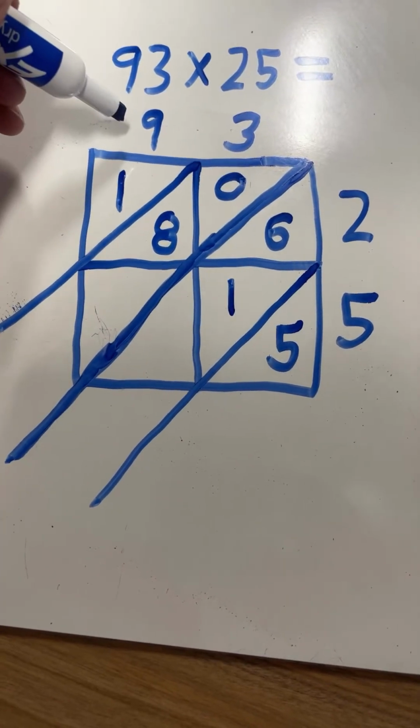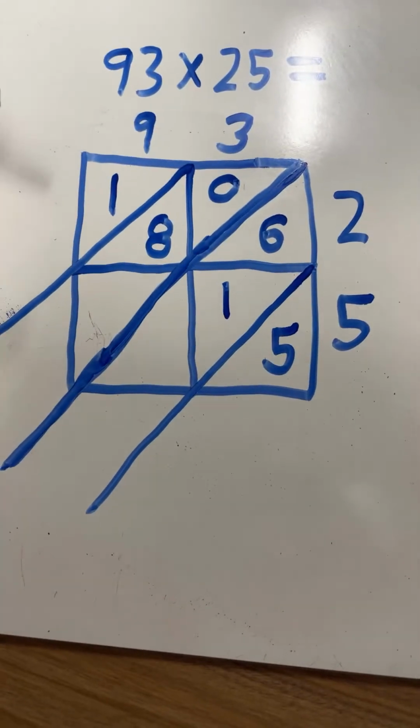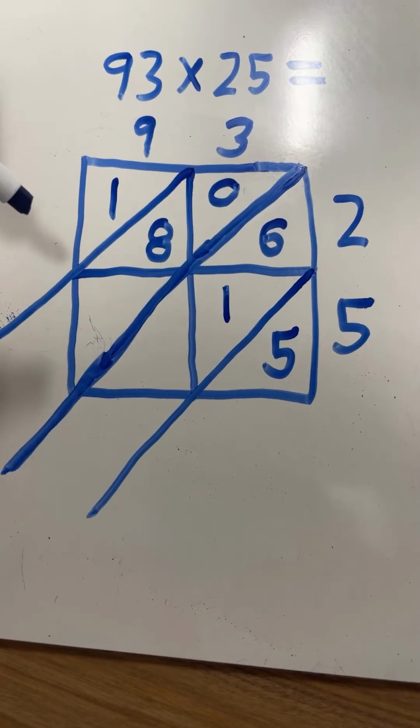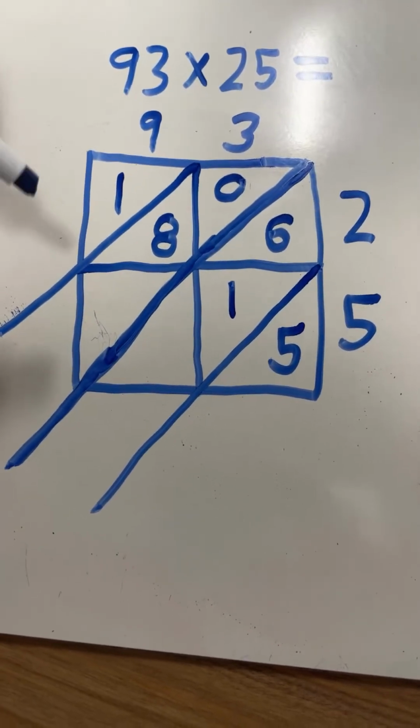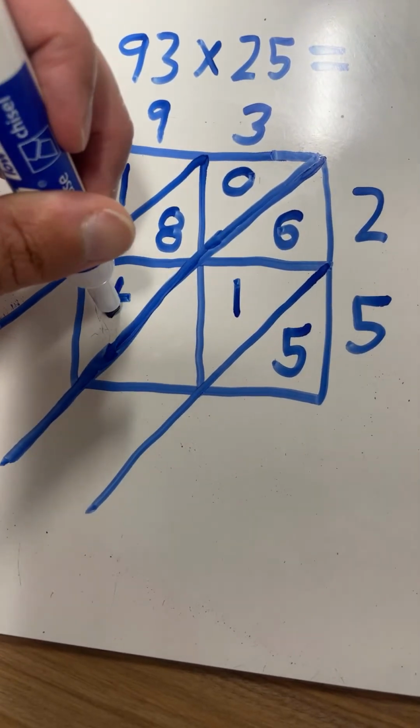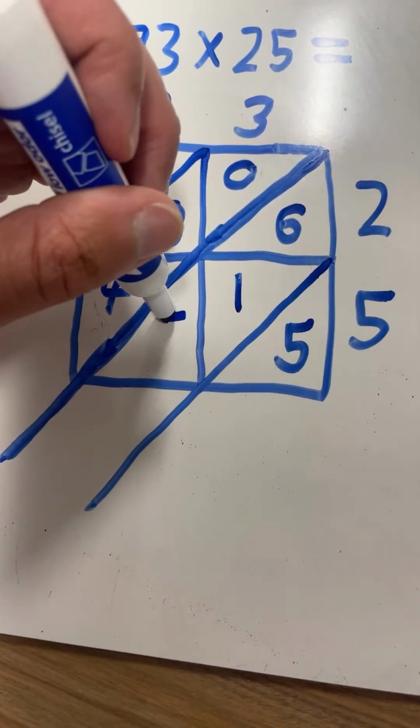Next, we're going to multiply 9 times 5. And the answer to 9 times 5 goes in the bottom square. And the person in the chat, he's really good at his multiplication facts. 9 times 5 equals 45. So 4 for the top triangle, 5 for the bottom triangle.